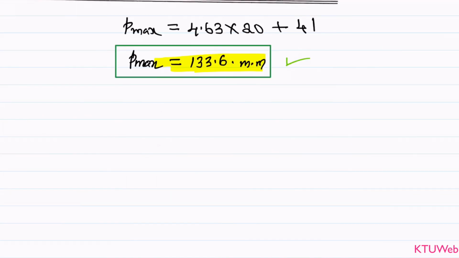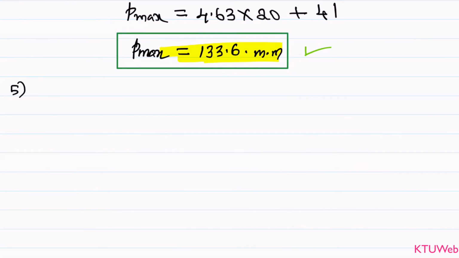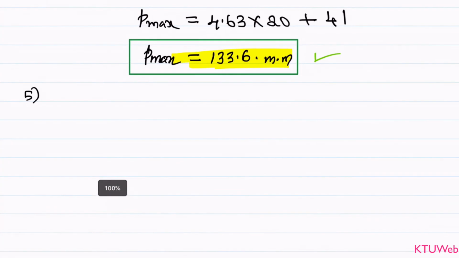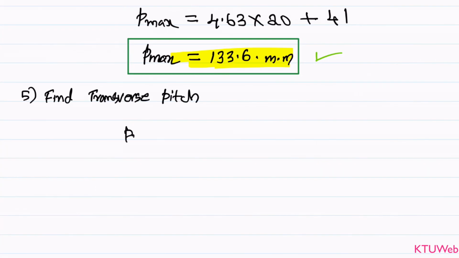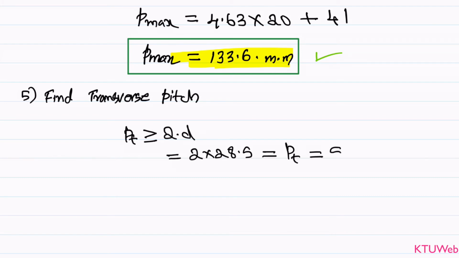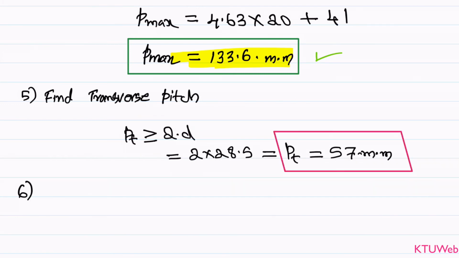In step 5, we are going to find the transverse pitch, or the distance between the rows of rivets. As per the standard, the transverse pitch PT should be greater than or equal to 2 times the hole diameter, that is equal to 57 mm. Then moving on to step 6. In step 6, we have to find the strap thickness.